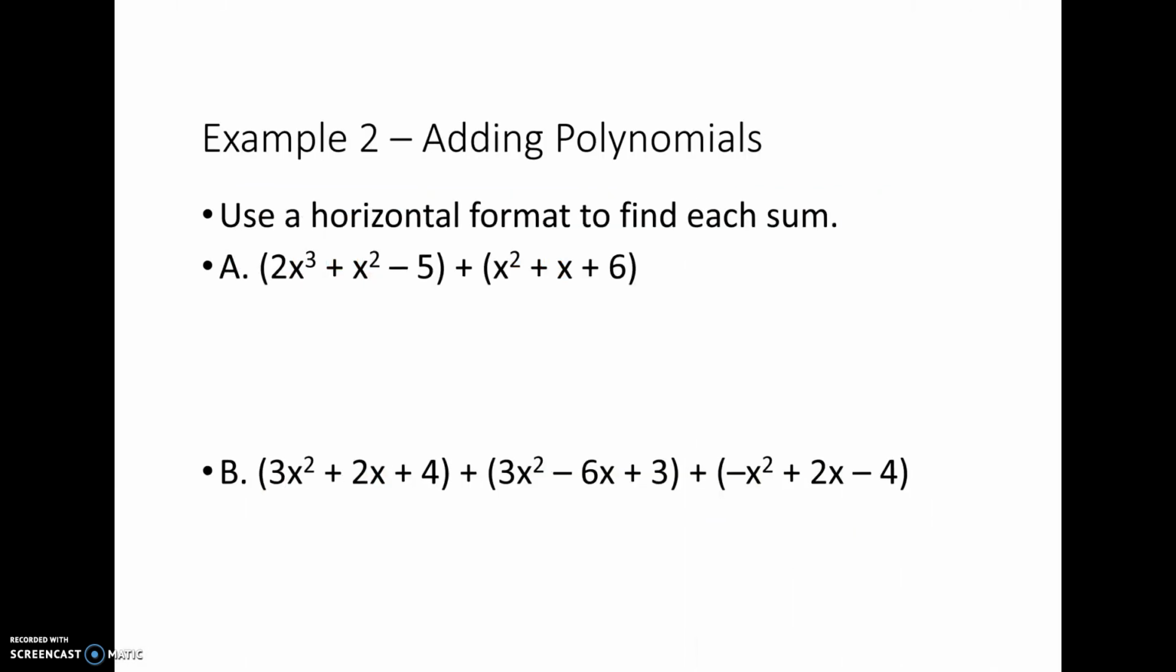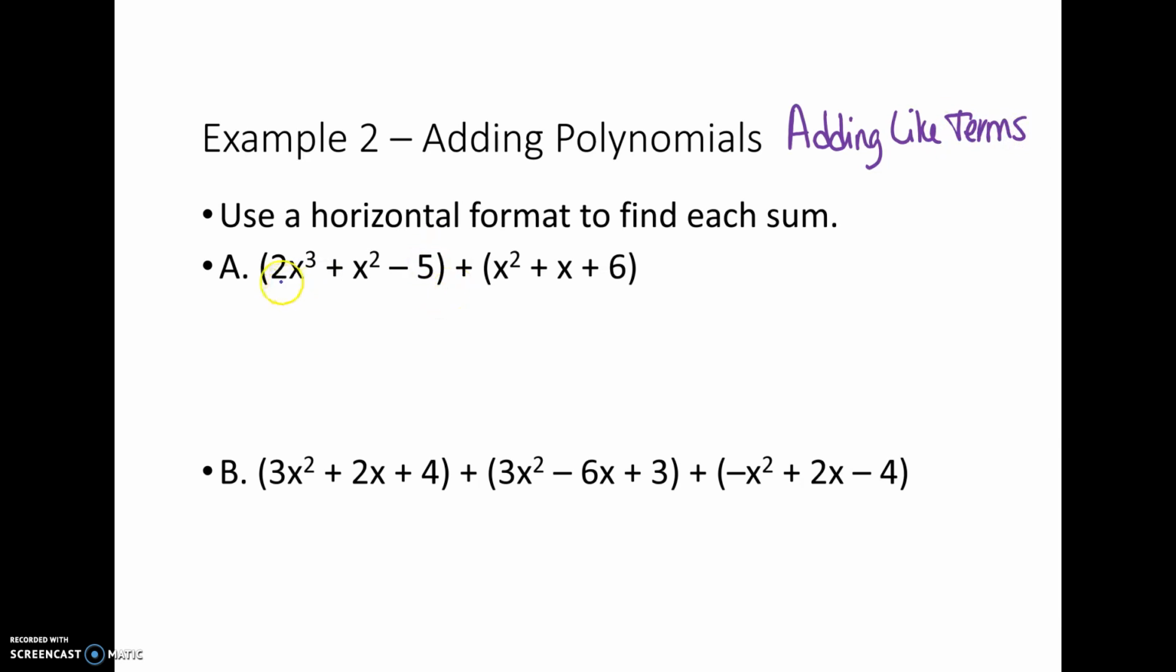Example 2, adding polynomials. We're going to use both horizontal and vertical format to add polynomials. Horizontal format just means looking through this horizontally and matching up like terms. Adding polynomials is simply adding like terms. And you've been doing this since Algebra 1, so this should be easy peasy.